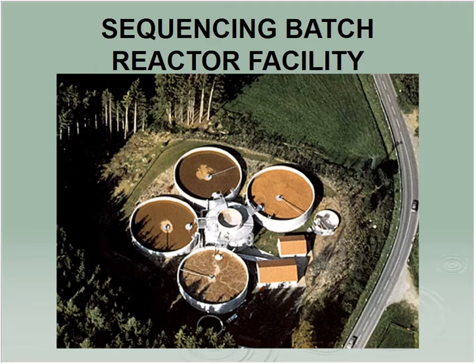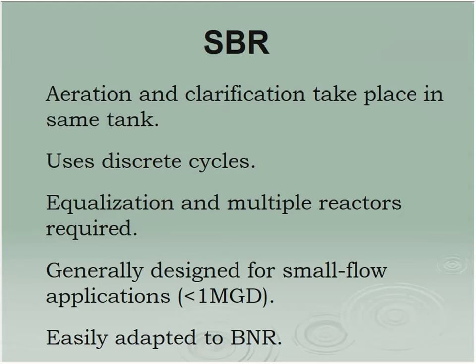A sequencing batch reactor, you can see here, is a relatively small footprint compared to your typical wastewater plant. The reason for that is everything happens in one tank. They generally do not have primary treatment, so we don't have those clarifiers. You're still going to have preliminary treatment. And our clarifier and our reactor are all the same tank. And we work through discrete cycles to do what we've got to do.